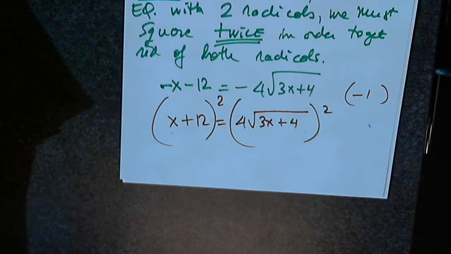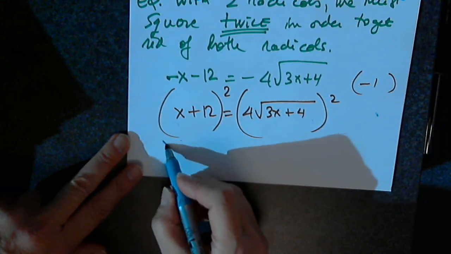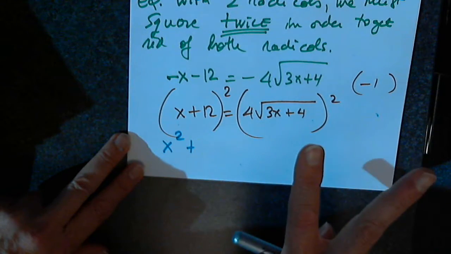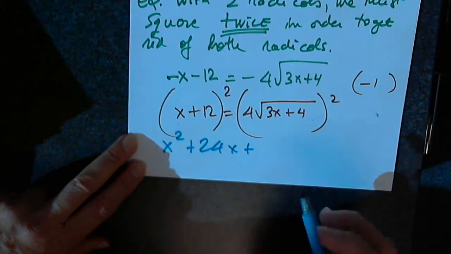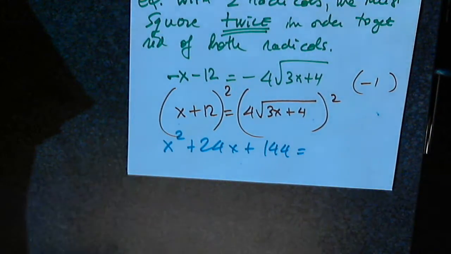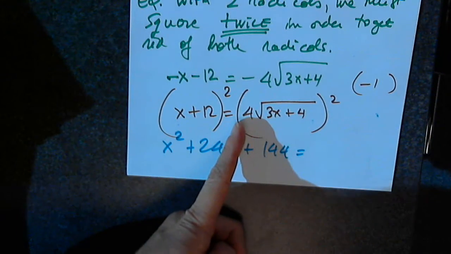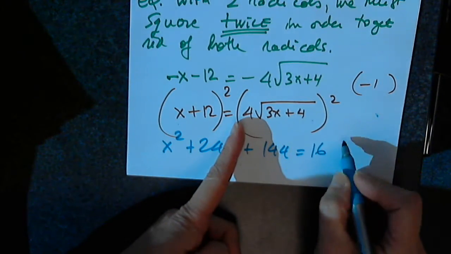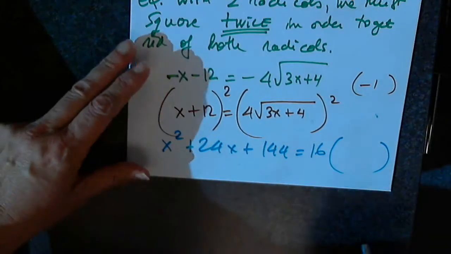I have to be careful with the left-hand side. How many terms will you give? Yes, 3. First term squared plus 2 times 12 times x plus 12. Very good. Now be very careful because the right-hand side has a product. I have to square the number in front first. And in parentheses, what do I have? Very good. Thank you.